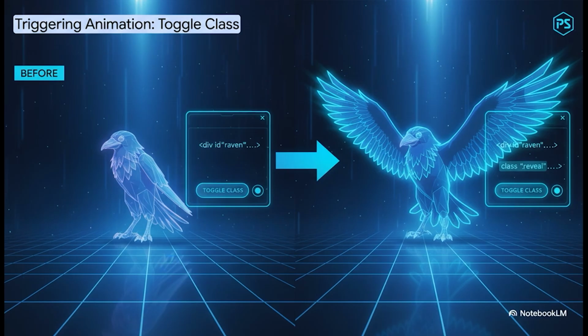Honestly, the cleanest, most reliable method is just to toggle a class with JavaScript. You set up your entire animation on a specific class, maybe something like .reveal, and then your JavaScript just adds or removes that class whenever you want the show to start. It's simple, it's direct, and there's no weird magic involved.